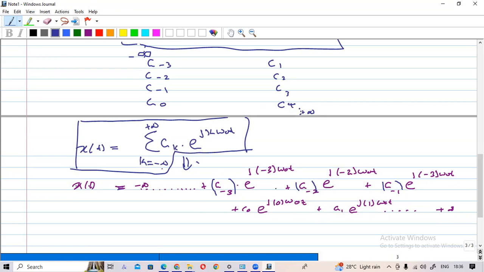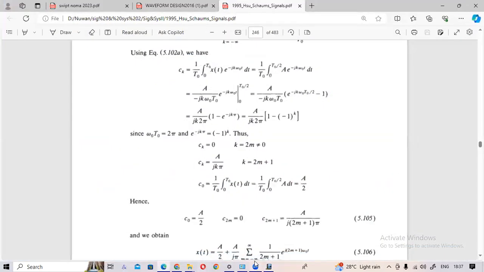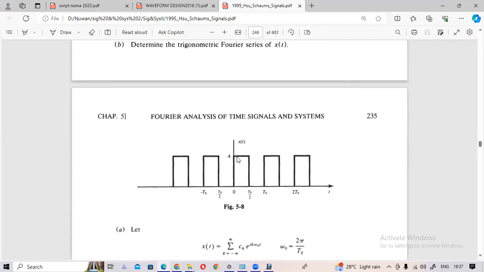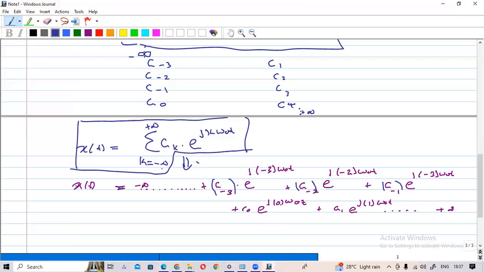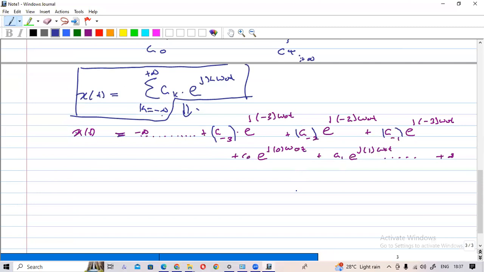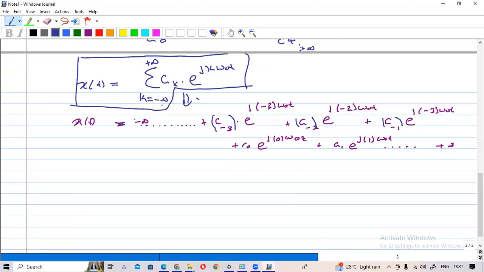You can see that if we are adding the signal, that shape is coming. When we are increasing the number of terms, we can get a very exact waveform like this. But it is not actually the exact waveform because there is some ripple here. To avoid this ripple, you have to add more and more complex exponential terms. So that is the Fourier series representation.